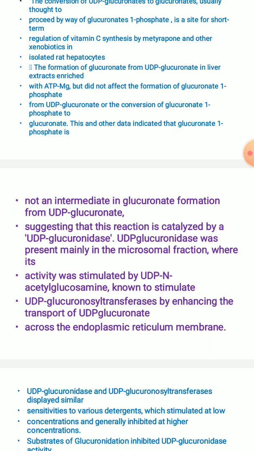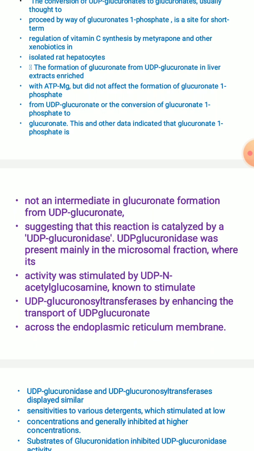You can understand that the reaction is mainly catalyzed by the enzyme UDP glucuronidase. This enzyme is mainly present in the microsomal fractions, where its activity can also be stimulated by UDP N-acetyl glucosamine. It is mainly known to stimulate UDP glucuronyl transferases, mainly by enhancing the transport of this UDP glucuronate molecule across the endoplasmic reticular membrane.